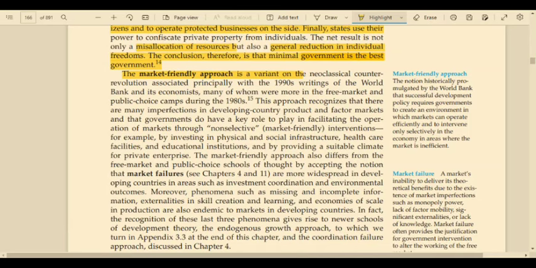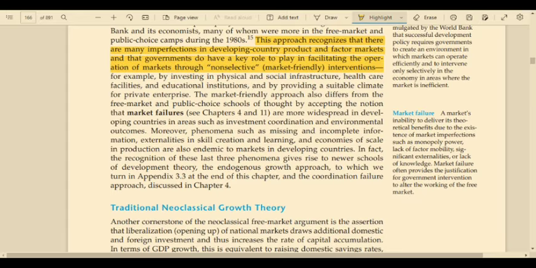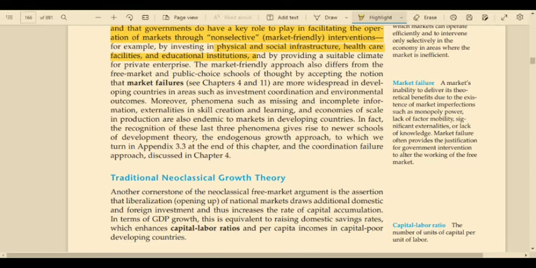Now, third, we have the market-friendly approach. This approach recognizes that there are many imperfections in developing country product and factor markets, that government do have a key role to play in facilitating the operation of markets through non-selective market-friendly interventions. For example, investing in physical and social infrastructure, healthcare, and educational institutions. Now, this market-friendly approach is different from the free market and public choice approach, as it accepts the existence of market failures, phenomena such as missing and incomplete information, externalities, also endemic to markets in developing countries.